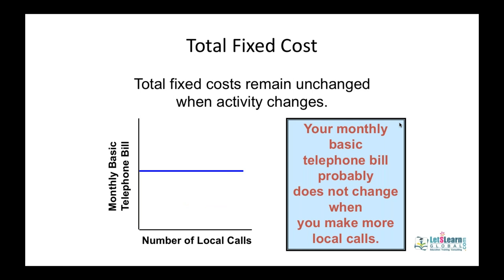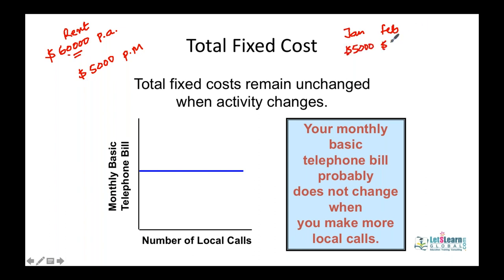Fixed cost remains constant within a relevant range. A relevant range means, say for example, you hired a factory building at $60,000 annual rent. So the rent of a factory building is 60,000 per annum, so $5,000 per month. When you take January, February, March, etc., each month the rental cost is $5,000. This $5,000 does not change based on the production, whether you produce 2,000 units or 1,500 units. The landlord will not increase or decrease the price based on the number of units you produce.